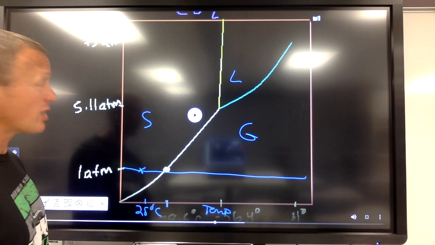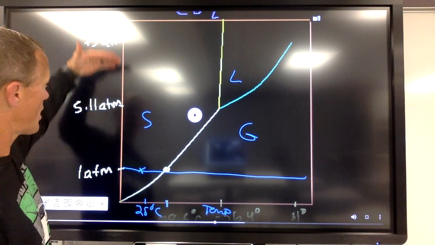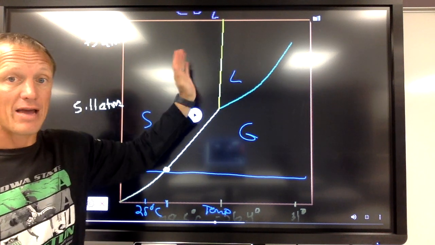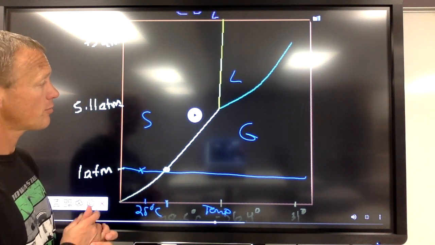In order to make this substance a liquid, we would actually have to increase the pressure to get it above this pressure, up to there, and then heat it up as well to get into a liquid. So that's a little bit weird. It's a little bit of a weird phase diagram.